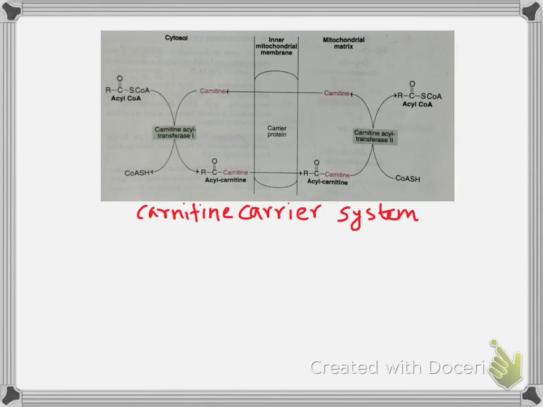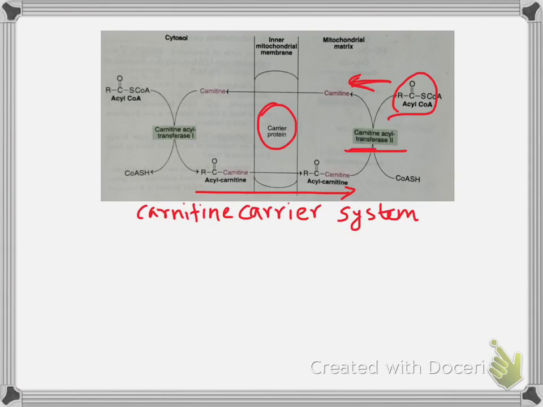In the second step, the acyl carnitine is transported to the mitochondrial matrix through the inner mitochondrial membrane with the help of a special carrier protein. So now the acyl carnitine is inside the mitochondrial matrix. In the third step, the carnitine acyl transferase 2, which is present in the inner surface of the inner mitochondrial membrane, forms the acyl CoA and releases the carnitine.